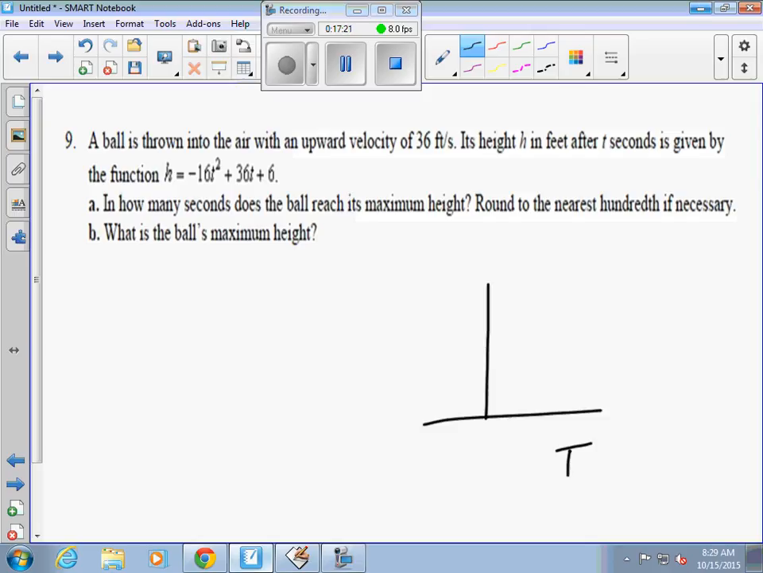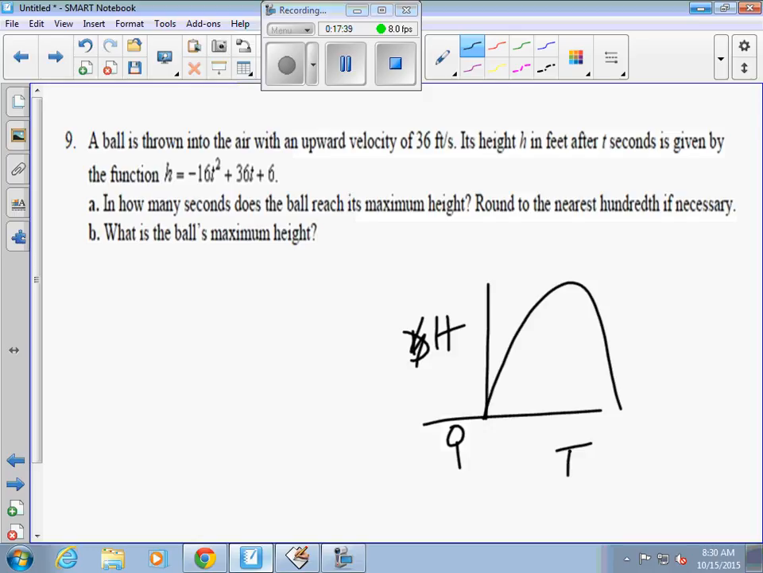This is time, and this is distance, or height is a better way to say this. And there's a little man standing right here, and he throws the ball. It's going to do this. Just picture what's going on. 36 feet per second. Its height, h in feet after t seconds, is a function.